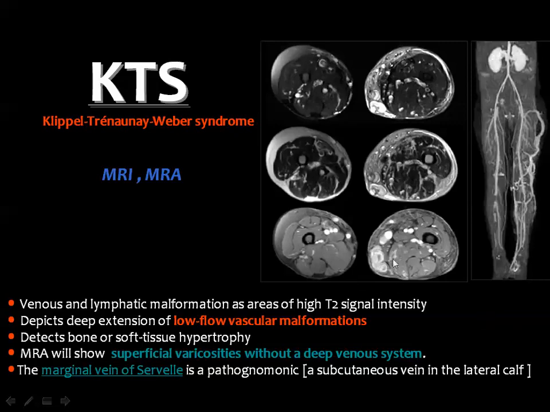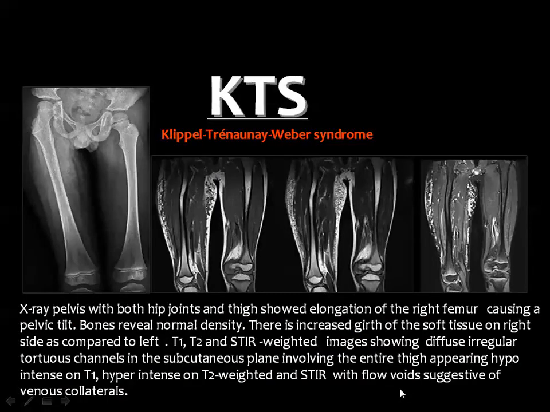And this vein, which is usually seen by MRA or CTA, is known as the marginal vein of Servelle, and is pathognomonic. This is a subcutaneous vein in the lateral aspect of the calf, as you can see here. But if you look at the patient, the diagnosis is usually easy whenever you see that the limb is significantly enlarged and you see skin pigmentation.